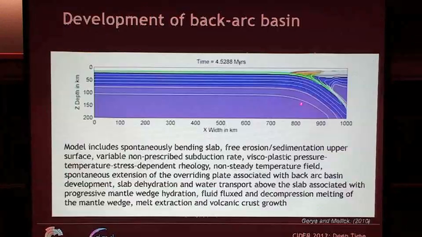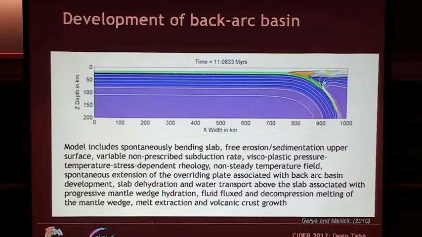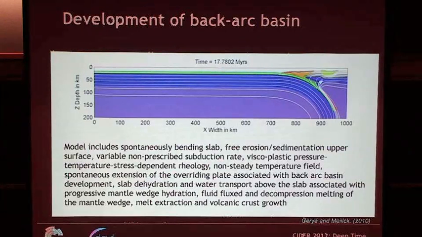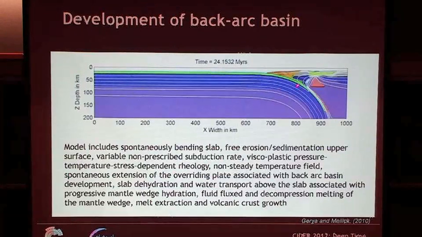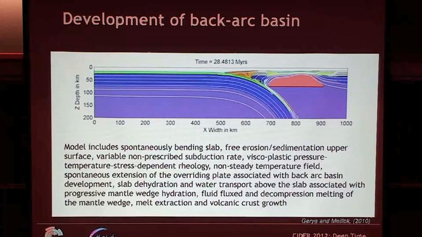In this case, you're going to have a back arc basin develop, and the number of features in this model is ridiculous. So the slab is spontaneously bending. There's erosion happening and sedimentation that's feeding into the accretionary prism. There's viscoplastic, temperature, stress-dependent rheology in here. There's the slab dehydration coming up, and fluid flux, decompression melting. So here's some decompression melting that's allowing a mid-ocean ridge, back arc basin volcanism to get going. And then they actually try to account for some crustal growth.